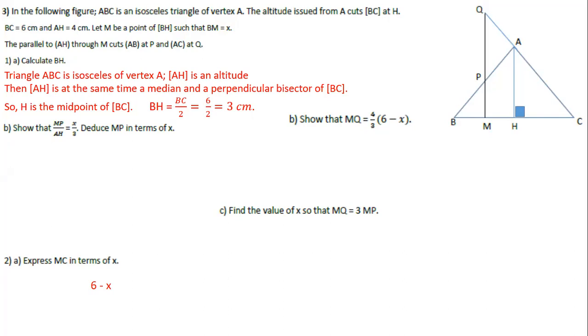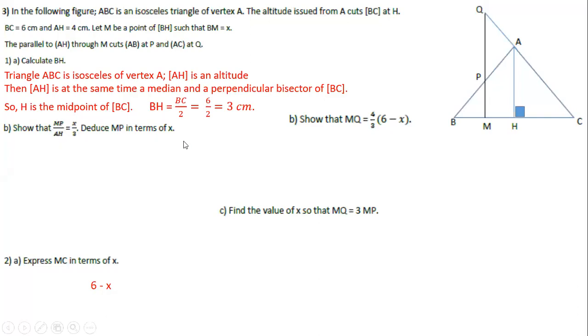Can you tell me what will also be the measure of HC? It will also be 3 centimeters. Yes, HC will be 3 centimeters because BH is equal to HC. So each one of them will be 3 centimeters. Now let me move to part B. Part B, show that MP over AH is equal to X over 3.